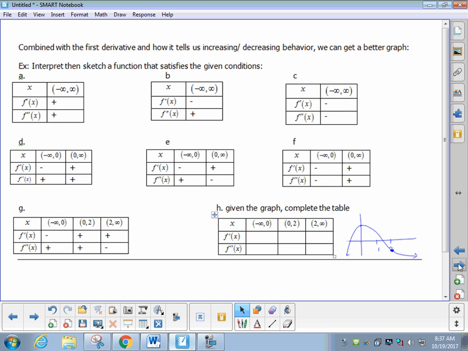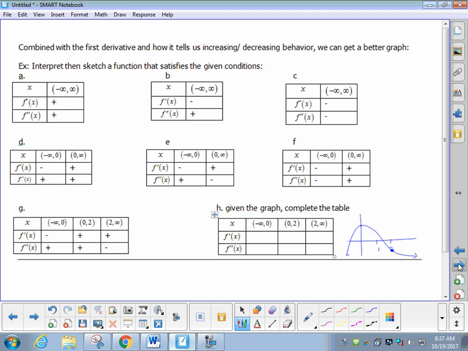Okay, now, one skill then, you need to be able to take some information about the first and second derivative and sketch what's going on with the graph there, given that information. We'll do one or two together and we'll start to get a feel for this and you'll do the rest on your own. So look at A. I give you that for all real numbers, the first derivative is positive, the second derivative is positive. Now I gave you a little space next to this to interpret this.